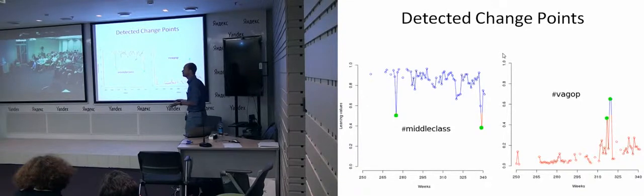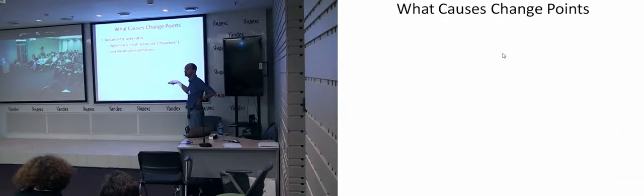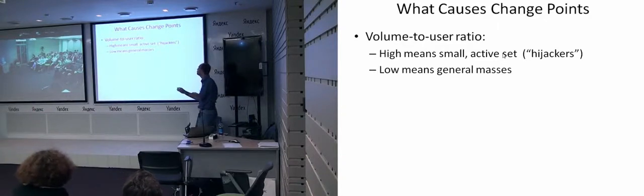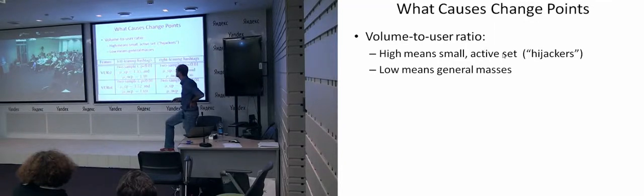So now we have them, so what causes them? What's going on, right? How do these points differ from the rest? Our basic hypothesis, if you go back to the first slide I have about hashtag wars, is that there should be something odd going on with the volume to user ratio, right? A high volume to user ratio means that a small set of users are using the hashtag lots and lots of times. There are 2 users who each use it like 100 times in the same week. This set of users we would call hijackers, right? They're trying to pull the hashtag towards their own leaning. Whereas if it's a low volume to user ratio, if each user only uses it once, it's a hashtag that's used by the general masses.